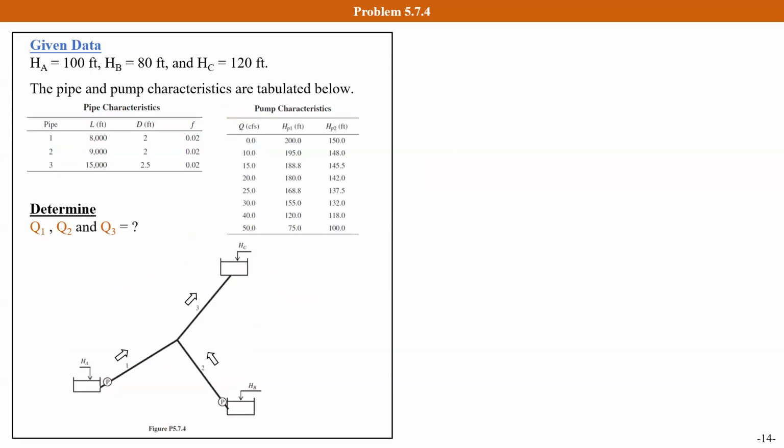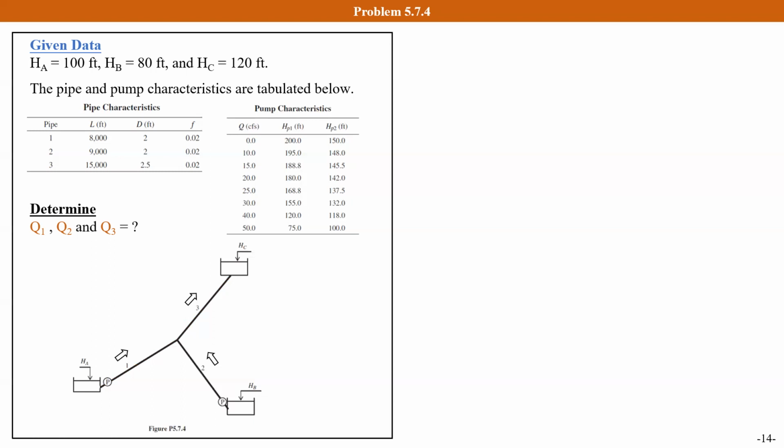Now let's take a look at the last problem, which is also a pump and branching pipes problem. In this problem, we know the water surface elevation in reservoirs A, B, and C. We also know the pipe and pump characteristics. It asks us to calculate the flow rate in pipes 1, 2, and 3.